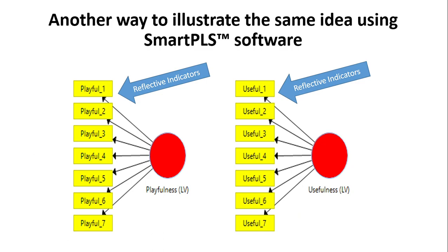At the moment, we are going to restrict our discussion to reflective indicators, whereas in the subsequent videos, we are going to talk about the second type of indicator, that is formative.